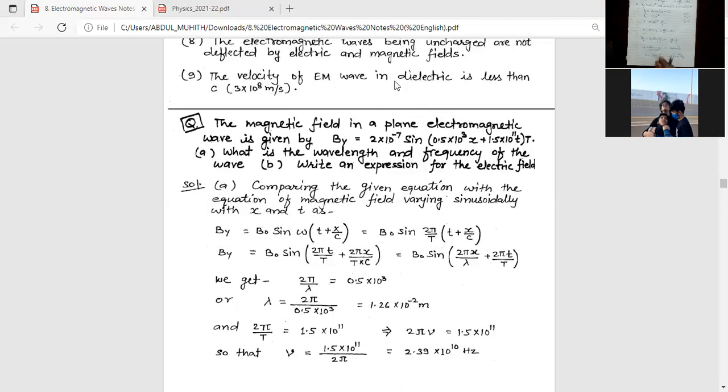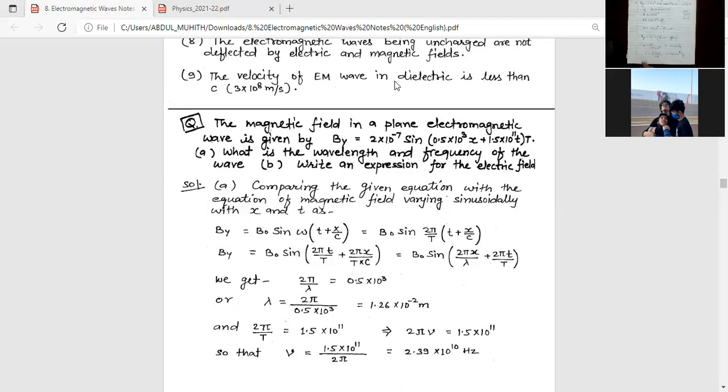Okay, then, so this is about the equation. Once again, see here, this equation is given to you. Then we are writing this equation in the form of By is equal to B0 sine kx plus omega t. B0 value is given to you. We want to find out what k is. K is equal to this value, 0.5 into 10 to the power of minus 3, that is 2 pi by lambda. Omega value is 1.5 into 10 to the power of 11, that is equal to 2 pi by t, which is equal to 2 pi nu. Then equate this value here, lambda is equal to this much, and the nu value is here. Just cross multiply, you will get the answer.